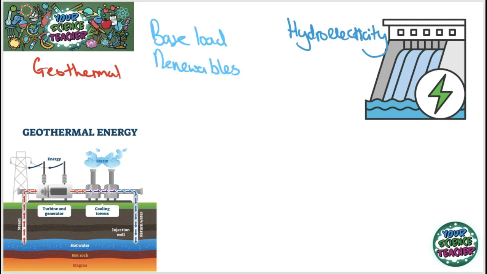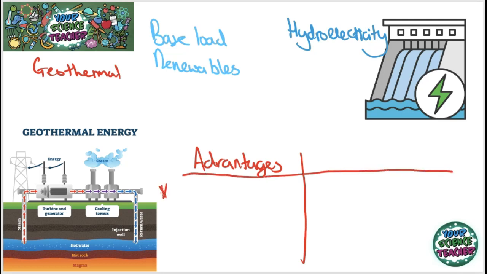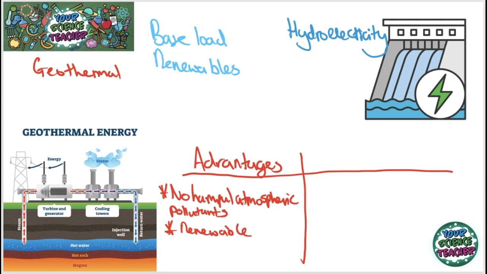And geothermal works by using the Earth's heat. And what we do with the Earth's heat is we heat up water, which creates steam, turns a turbine, which goes into a generator, and voila, we have electricity. So just like last time, we will create some advantages and disadvantages for these. Well, the main thing for their advantages is just like with solar and with wind, we are going to get no harmful atmospheric pollutants. Also, it's entirely renewable. I'm not going to run out of it. And also, there's going to be no fuel costs again.